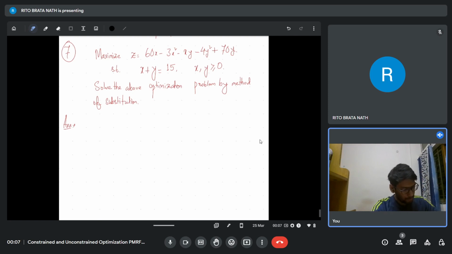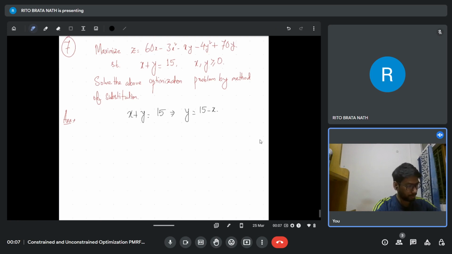So what you have here is that x plus y equals 15. So you can write y equals 15 minus x, and you can replace that in the objective function. But you also have y is greater than or equal to 0. So that means x is less than or equal to 15. So 0 less than or equal to x less than or equal to 15 will be one of the constraints to this problem.